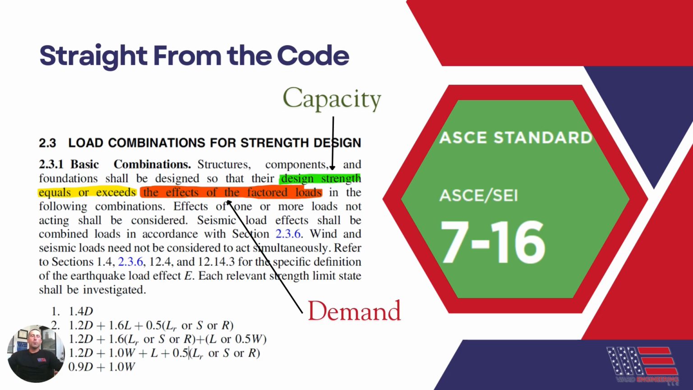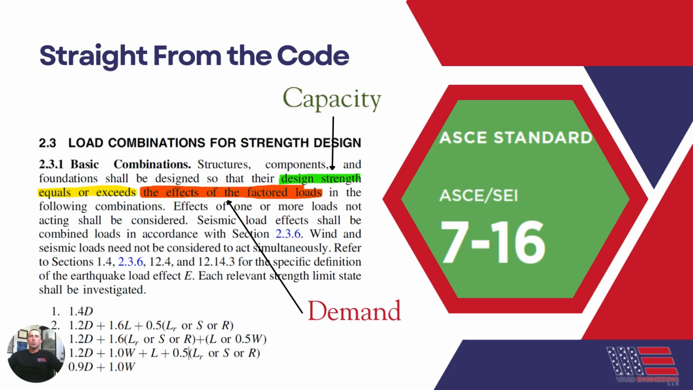Okay, so what I read earlier, that was from ChatGPT. So let's read something that's straight from the code here. This here is a statement from ASCE 7-16. It's arguably the most important structural document in the state of California for addressing loads on structures. So here's a statement straight from the code itself. Here's what it says.